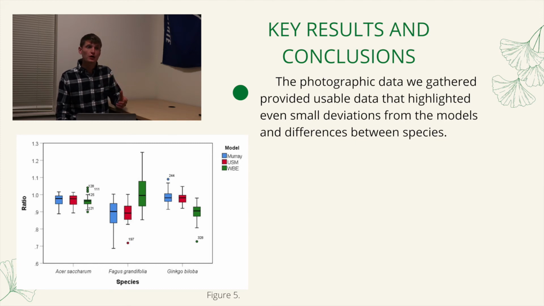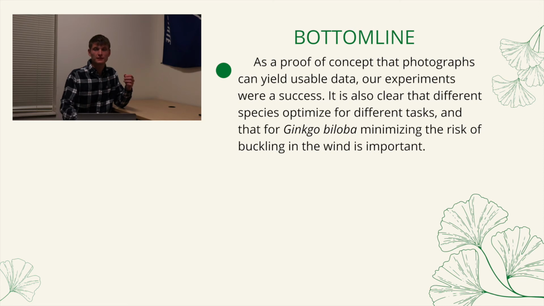And these results are what we would expect. Slight under-optimization, keeping a safety margin, is consistent with what is already known about tree biology. And so, as a proof of concept, which in some ways is the most important element of this study, it seems that photographic data is usable. So, in that way, we are fairly happy with how our experiment went. We can see differences in optimization just from taking pictures of trees. We don't need to cut them down.